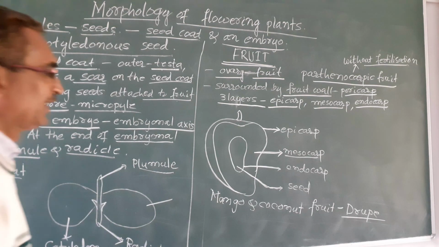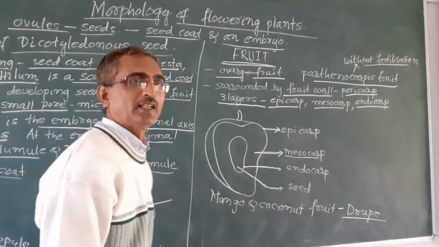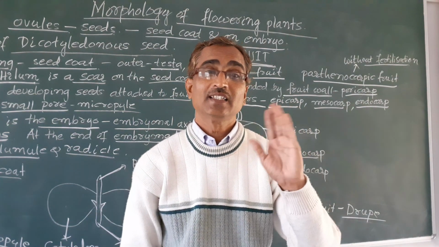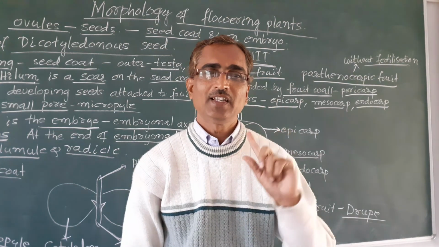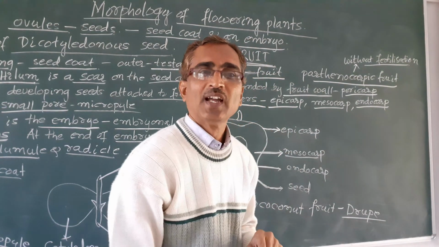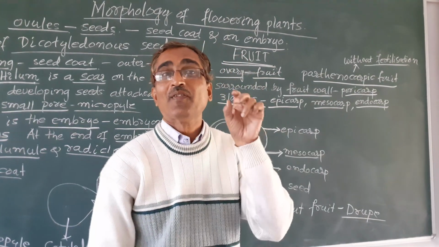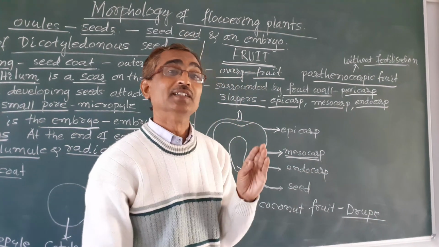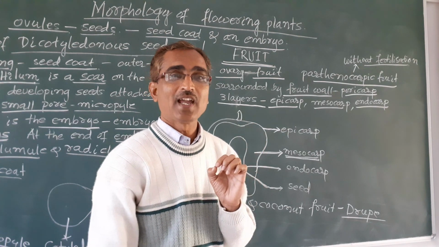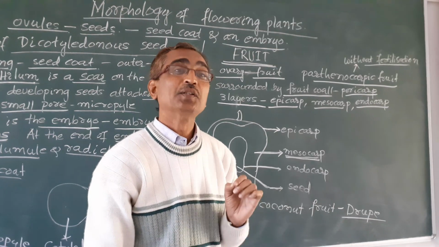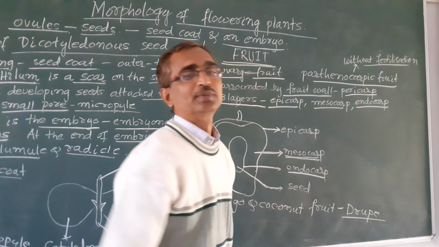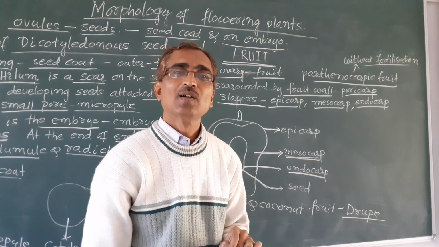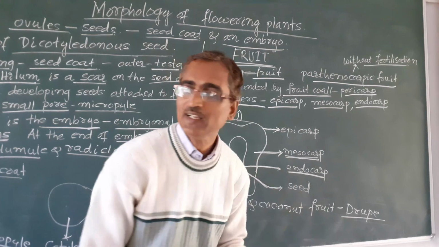In the case of coconut, when it is a green tender coconut, the outer layer is the epicarp, and after that the fibrous layer is the mesocarp, and after that, the kernel as we say, which is very hard and stony, is the endocarp, and after that the white portion is called the seed. That is it.